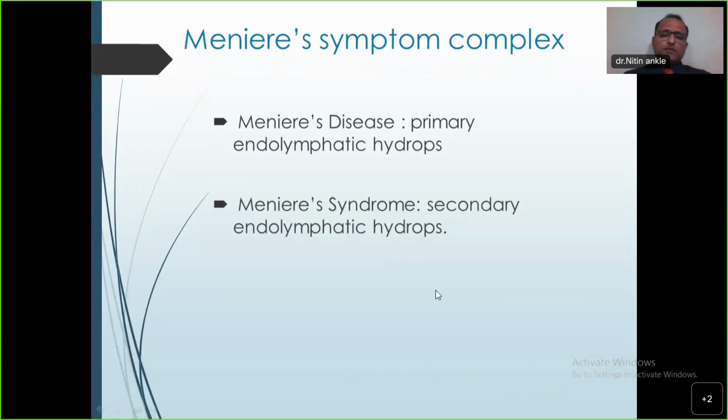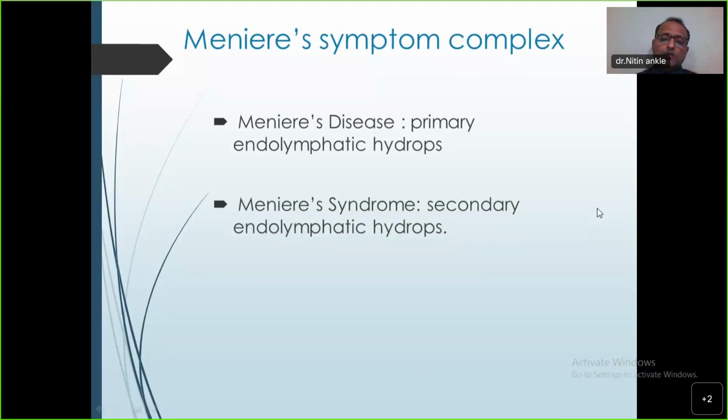Now, this Meniere's symptom complex is the term that we should be using better, because Meniere's disease is primarily an idiopathic disease, called primary endolymphatic hydrops, whereas Meniere's syndrome is secondary endolymphatic hydrops. That means there are some secondary causes which are going to cause the endolymphatic hydrops.